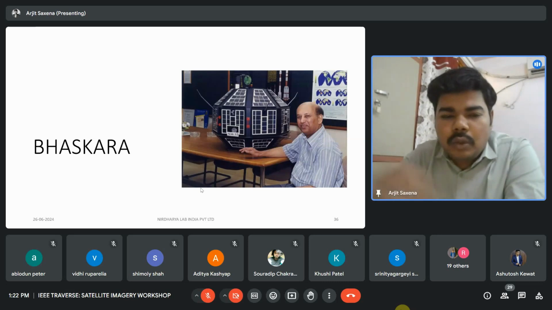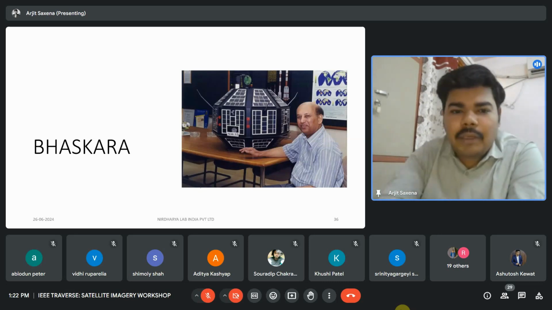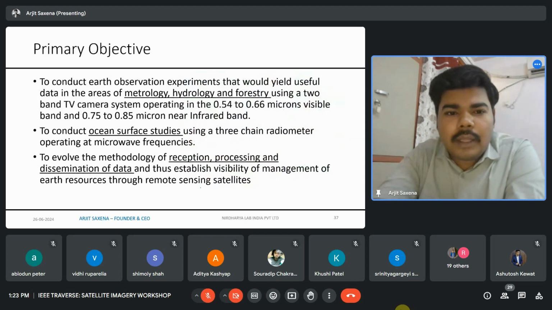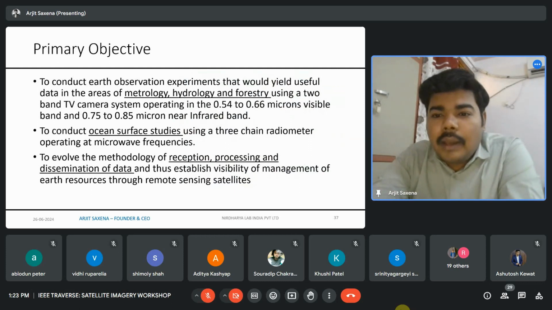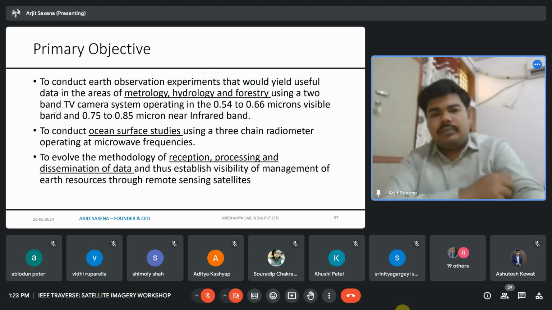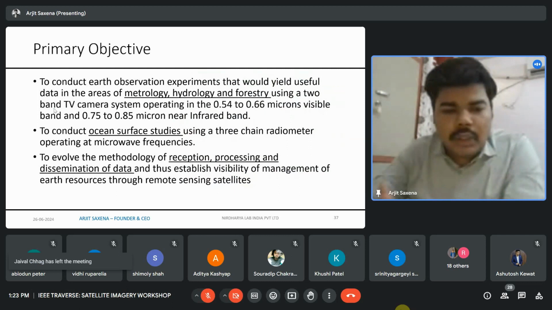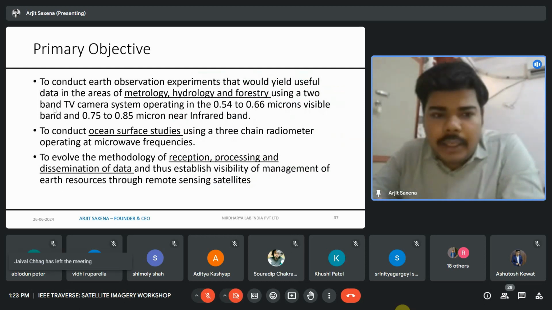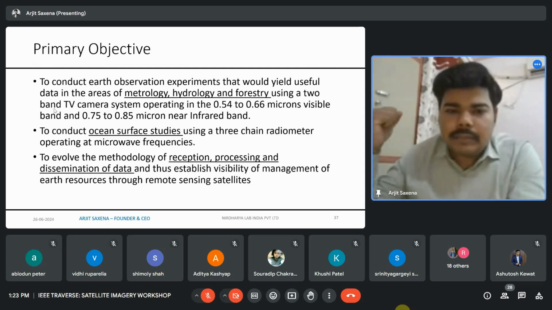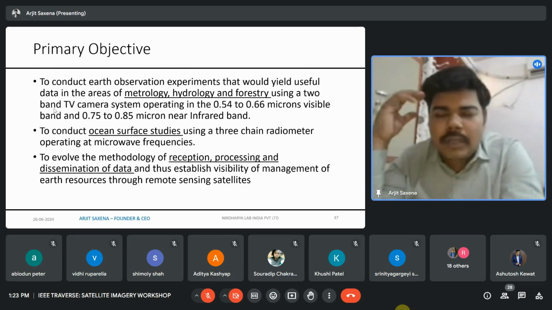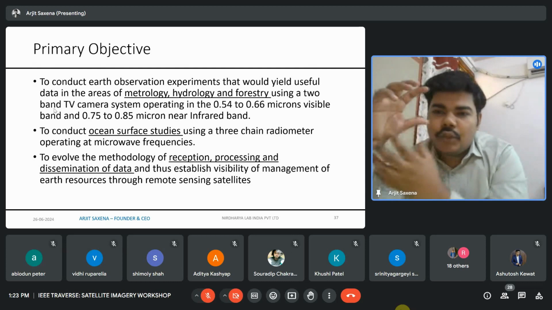So this is about Bhaskara, and the primary objective of Bhaskara is simple: to study meteorology, hydrology and forestry, with a two band camera. What is a two band camera? It utilizes a communication channel through which the camera is connected. At that early time we didn't have certain camera technology, so what we did was a jugadu method.